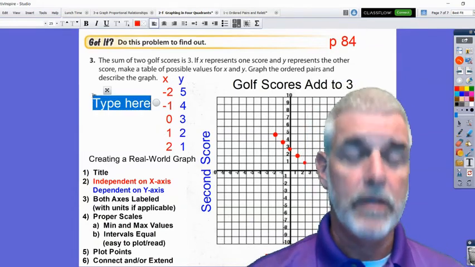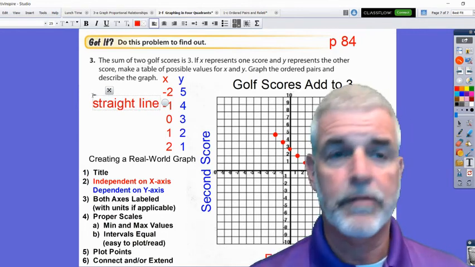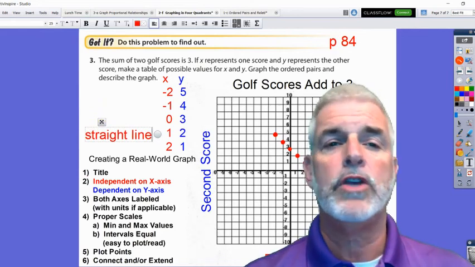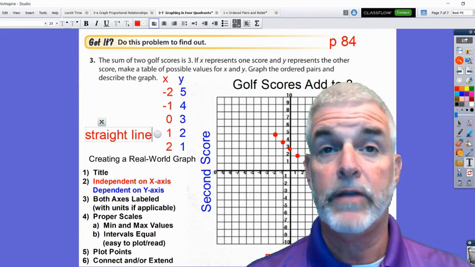Describe the graph. Straight line. That's enough for me. Okay. So really, we're just getting used to graphing on the coordinate plane. We'll be doing a lot more with this in the weeks and months to come.